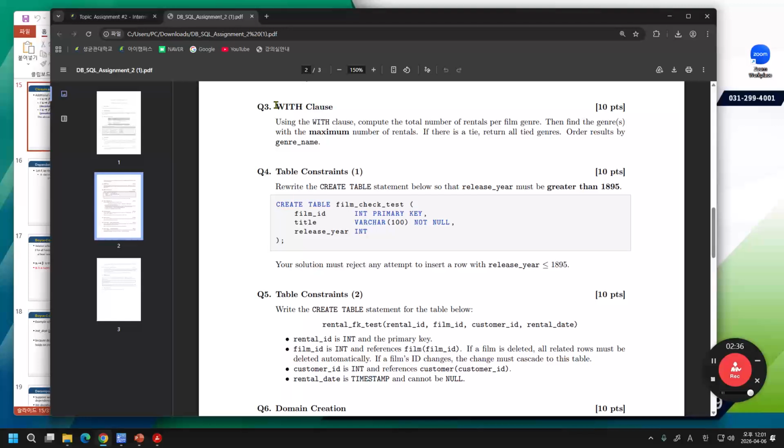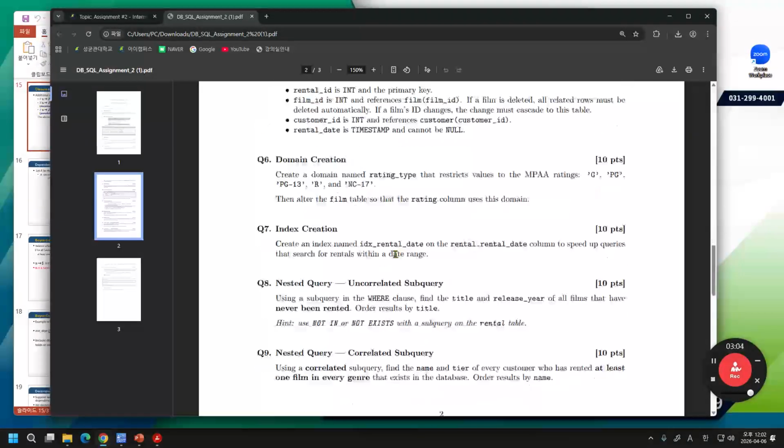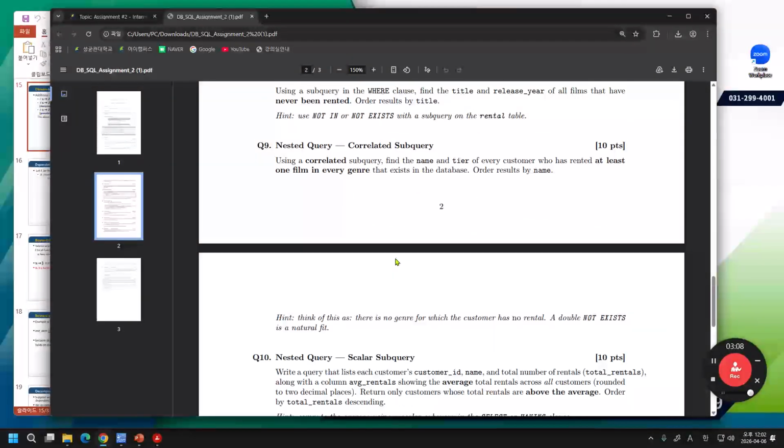So you need to use these features in your SQL. Of course, you can write your query without using the with clause, but this assignment is for practice. You are going to gain some hands-on experience on these intermediate-level SQL constructs. So you must use constructs like with, nested query, correlated query, and so on.